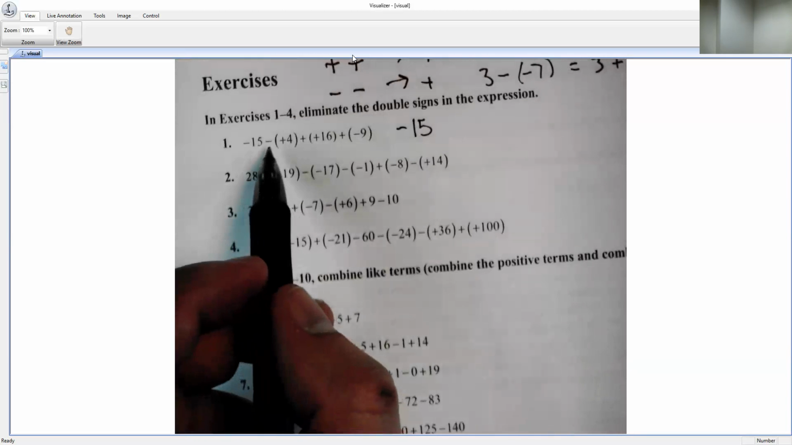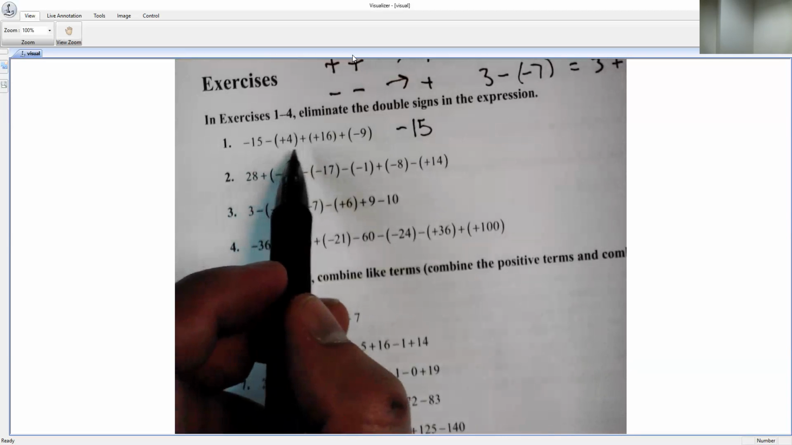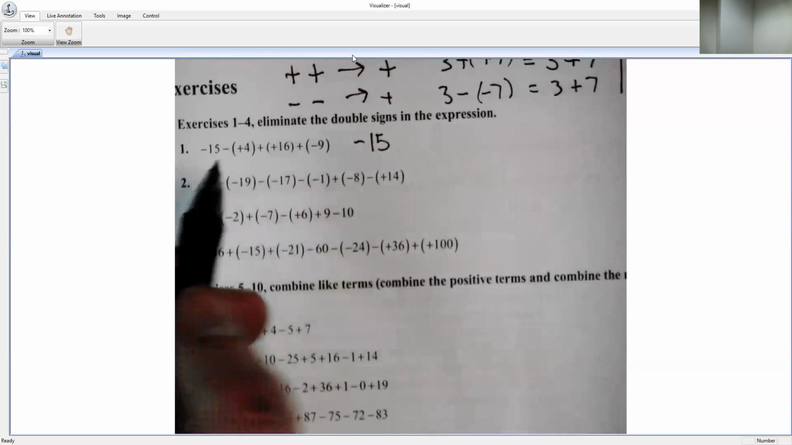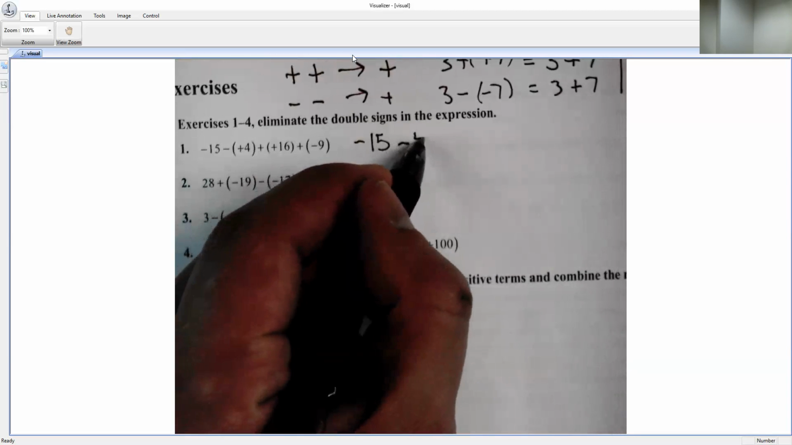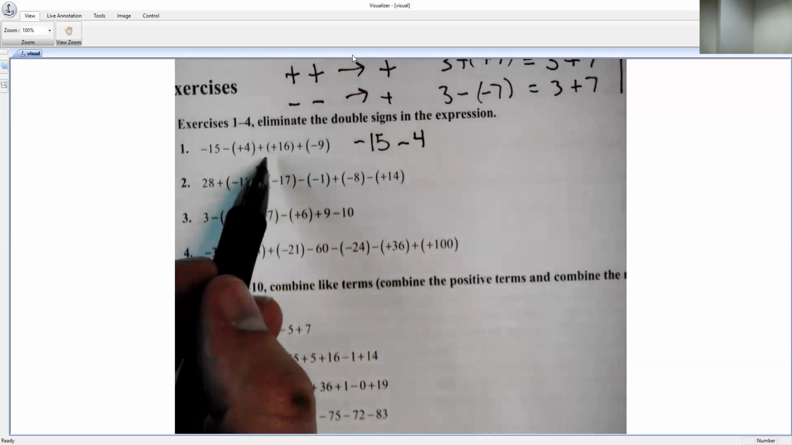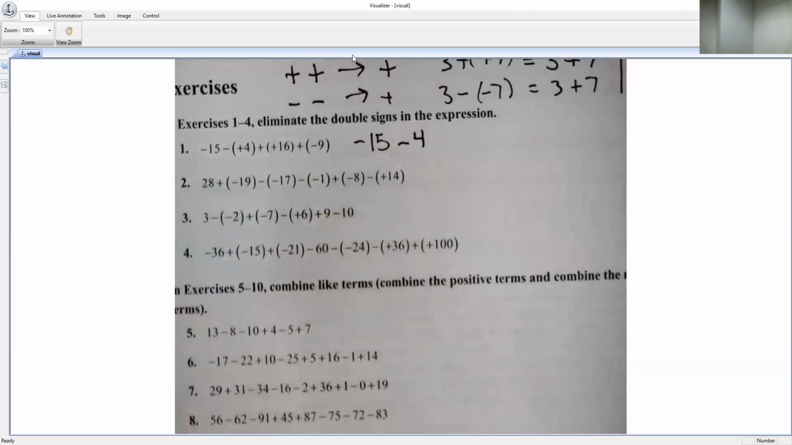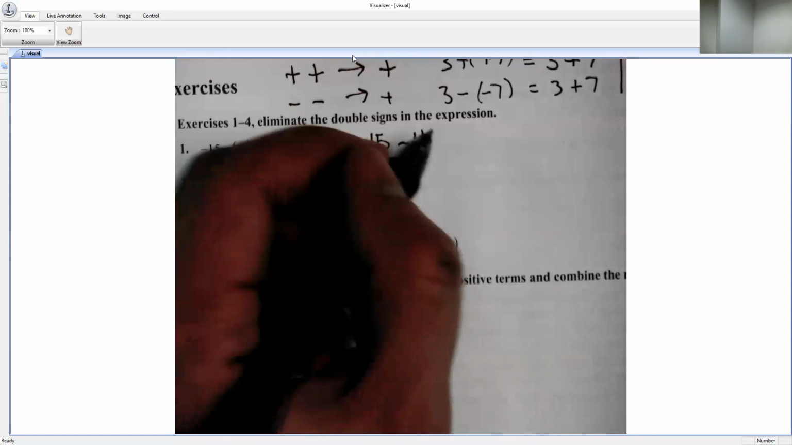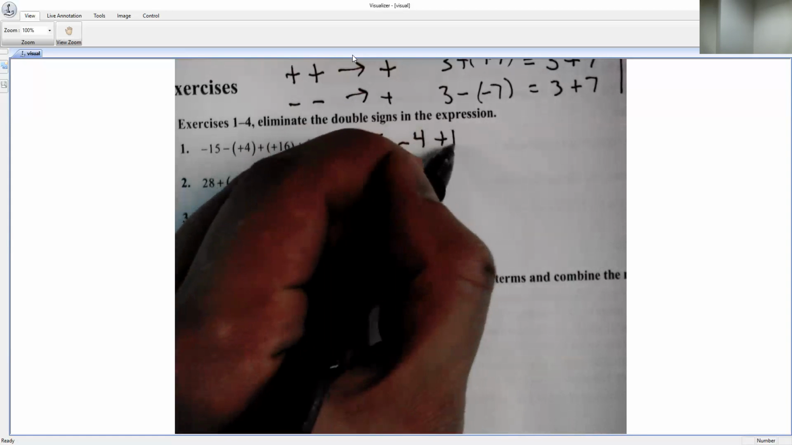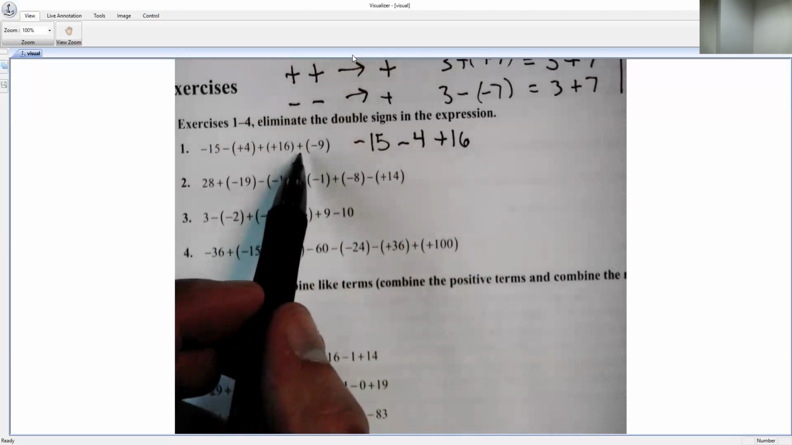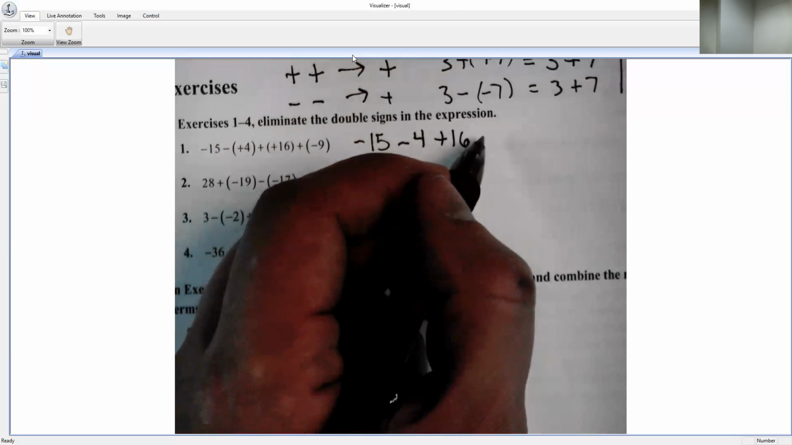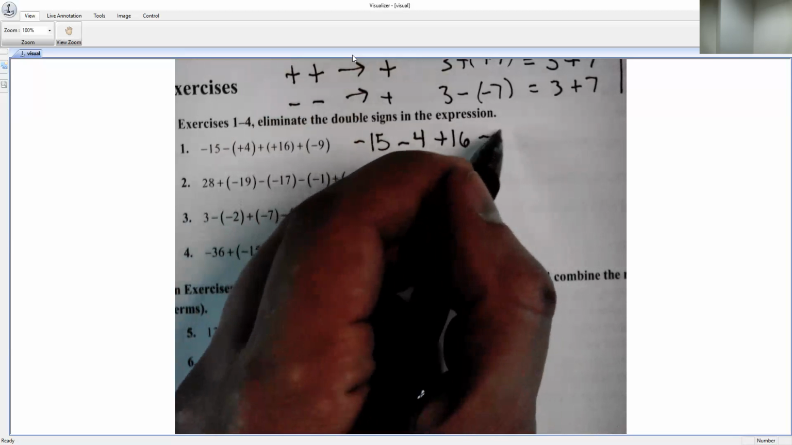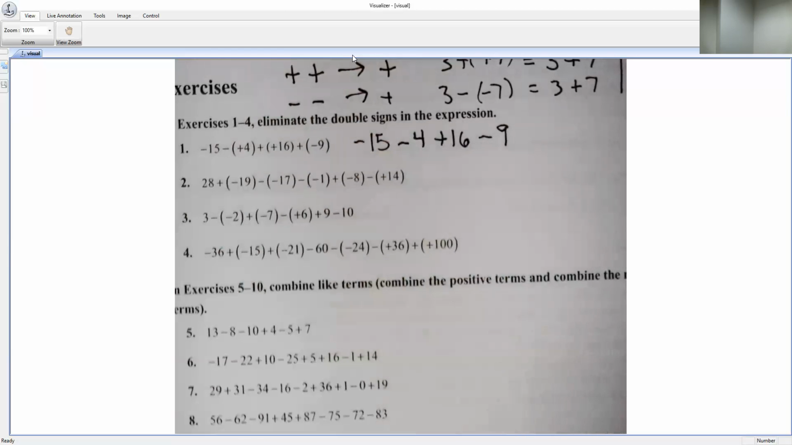Okay, then I have subtract +4. So instead of subtracting +4, I could just write -4. And then we have plus +16. Again, adding a positive number is just the same as adding that number. And then we have plus -9, which, positive negative, we could write as negative, so just -9. So that's all there is to it.